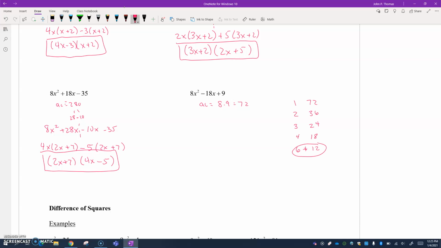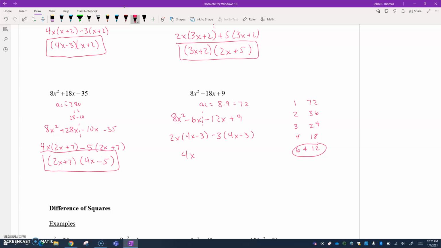And again, sometimes we just have to go brute force and keep trying these. So now I'm going to split the middle term. So I've got 8x squared minus 6x minus 12x plus 9. Cut it down the middle. First half, I can take a 2x out. I'm left with 4x minus 3. Second half, I can take a negative 3 out. I'm left with 4x minus 3.